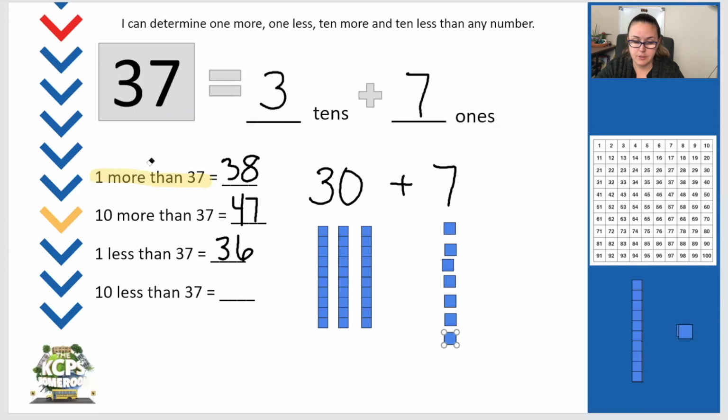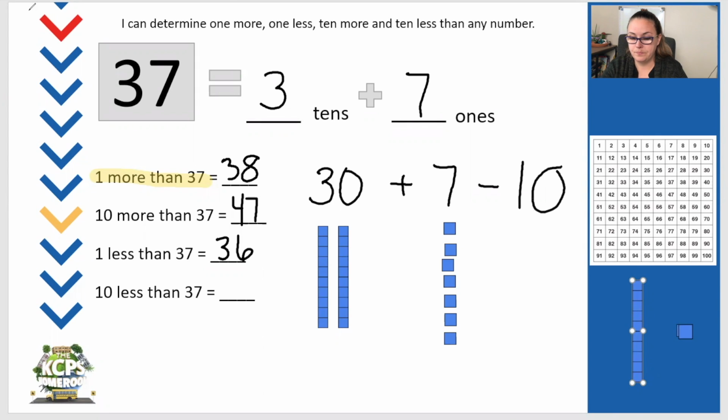Now we have to calculate 10 less than. So when we were calculating 1 less, we took 1 unit square away. Now we're calculating 10 less. So what are we going to take away? That's right, let's take away 1 10's rod, or 1 10, because we know that 1 10 is equal to 10 1s.